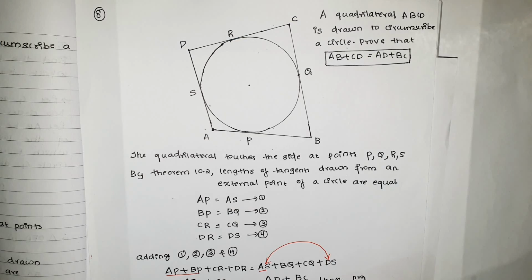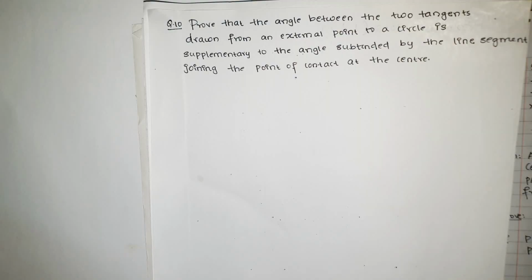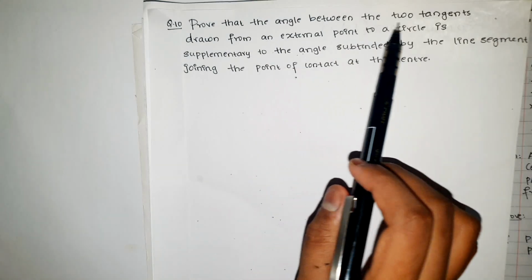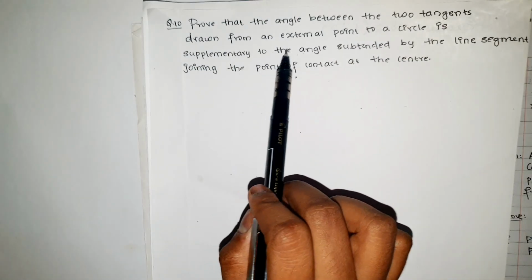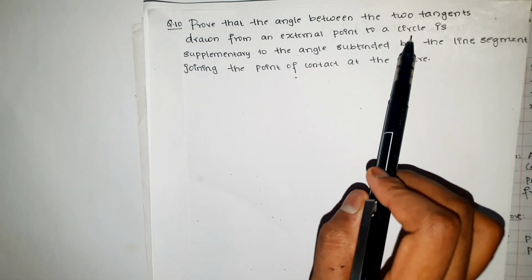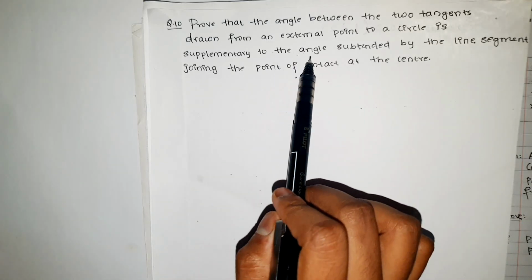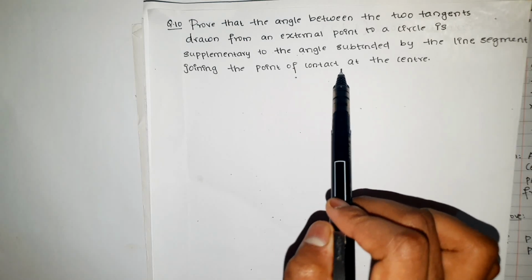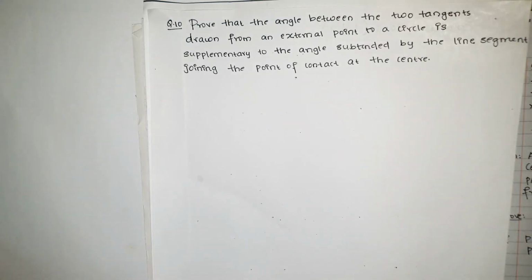Question number 10. Prove that the angle between two tangents drawn from an external point to a circle is supplementary to the angle subtended by the line segment joining the point of contact at the center. What is supplementary? Supplementary means 180 degree.